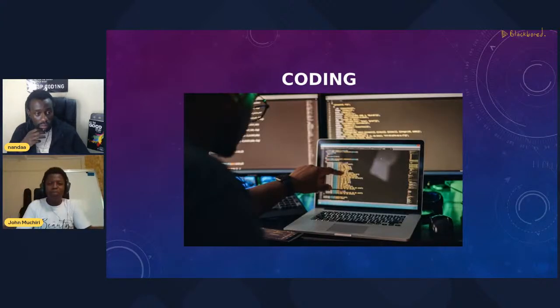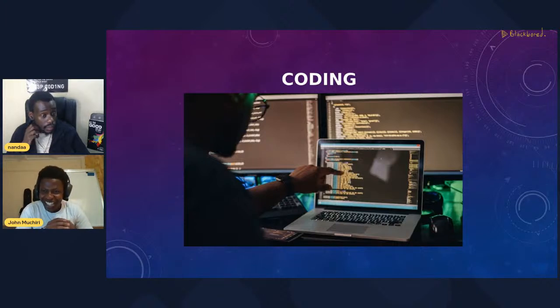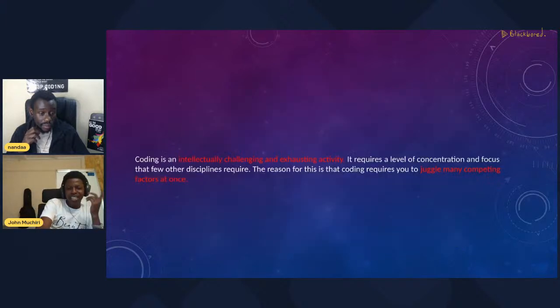Now we go to the last part, which is the sweet part of it. We talked about saying no and saying yes. Now it's coding. How do we code? This is the beauty of it, the coding bit. So how do you code as a professional?